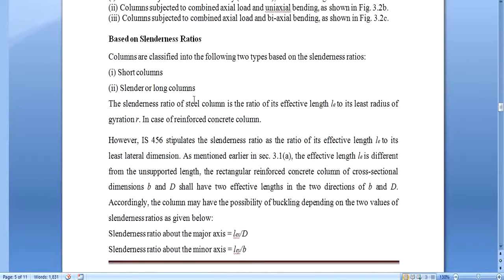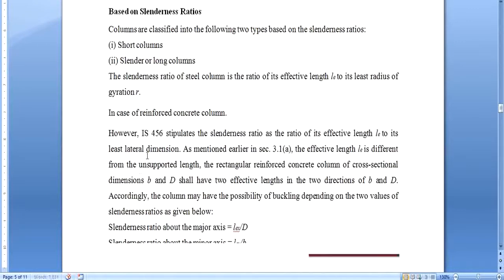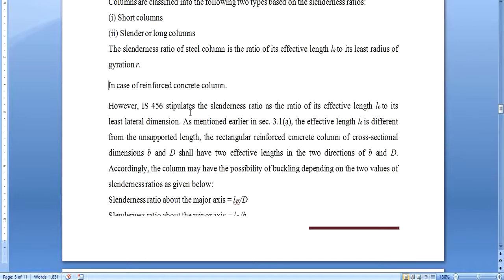Based on the slenderness ratio, there are two types: short column and slender or long column. The slenderness ratio for a steel column is the ratio of effective length to its least radius of gyration, that is r. But in case of a concrete column, as per IS 456, the slenderness ratio is the ratio of effective length to its least lateral dimension. In case of a steel column it is different, and in case of a concrete column as per IS 456 it is different.